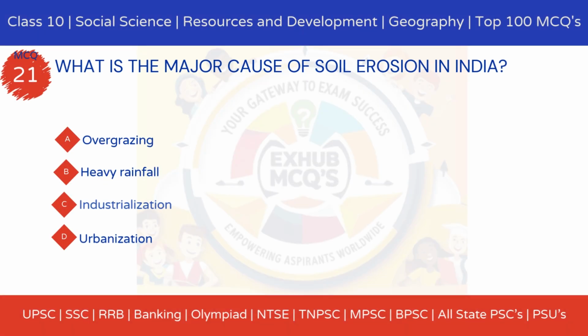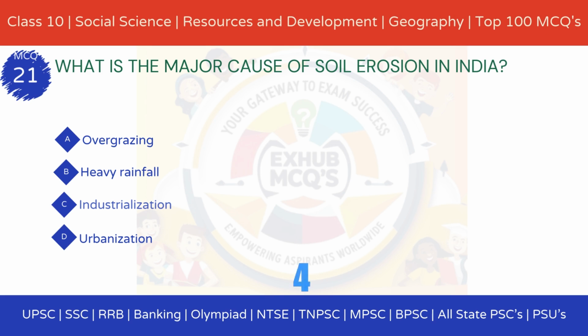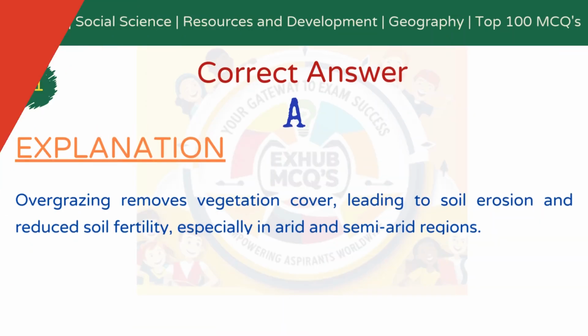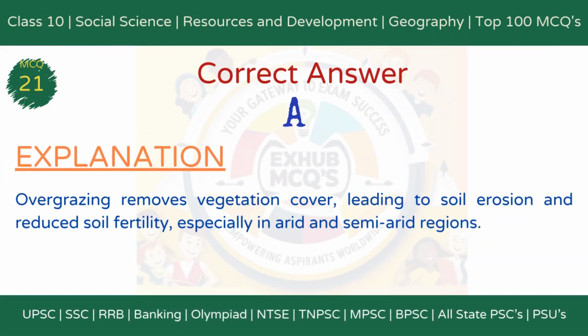MCQ 21. What is the major cause of soil erosion in India? Option A, overgrazing. Option B, heavy rainfall. Option C, industrialization. Option D, urbanization. The correct answer is option A, overgrazing. Explanation. Overgrazing removes vegetation cover, leading to soil erosion and reduced soil fertility, especially in arid and semi-arid regions.